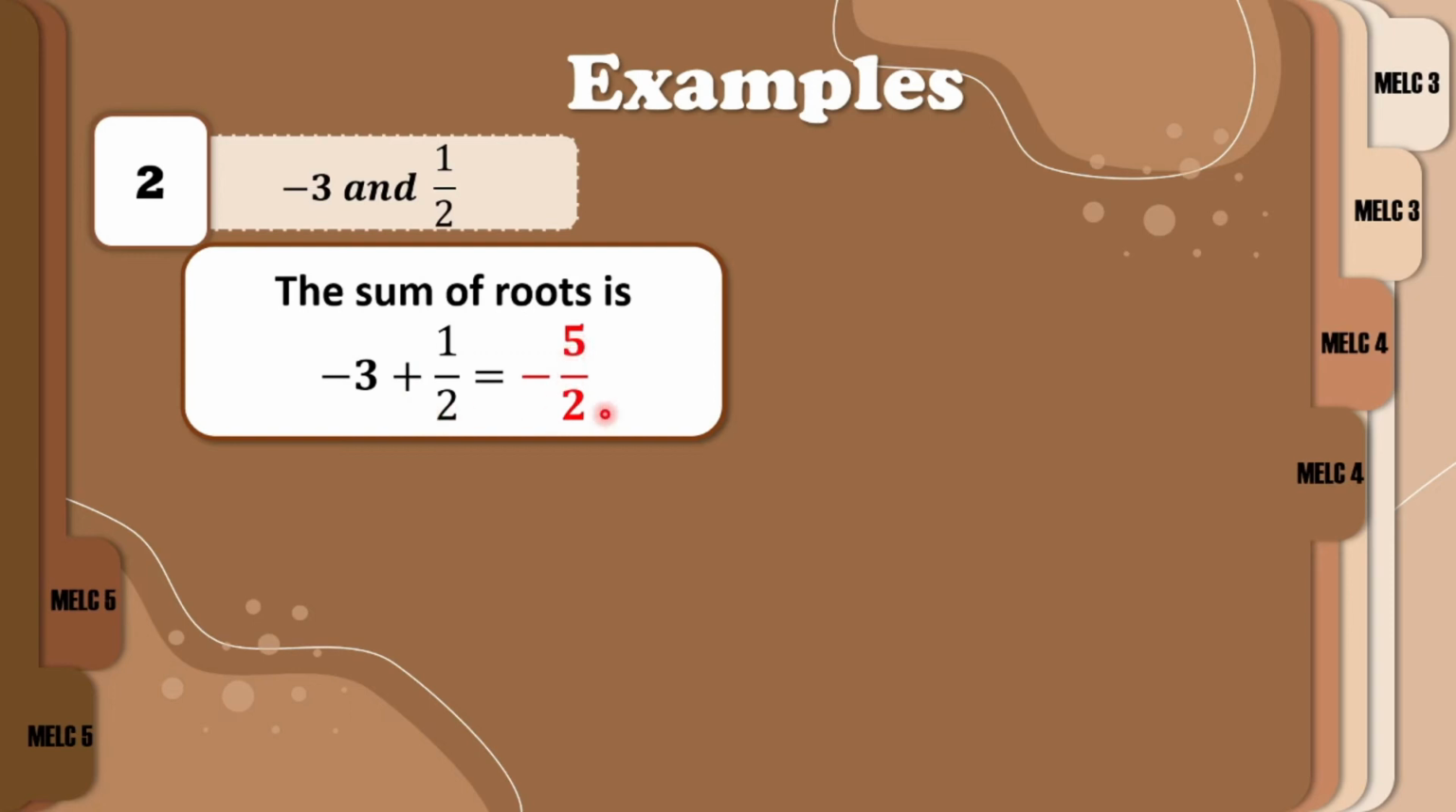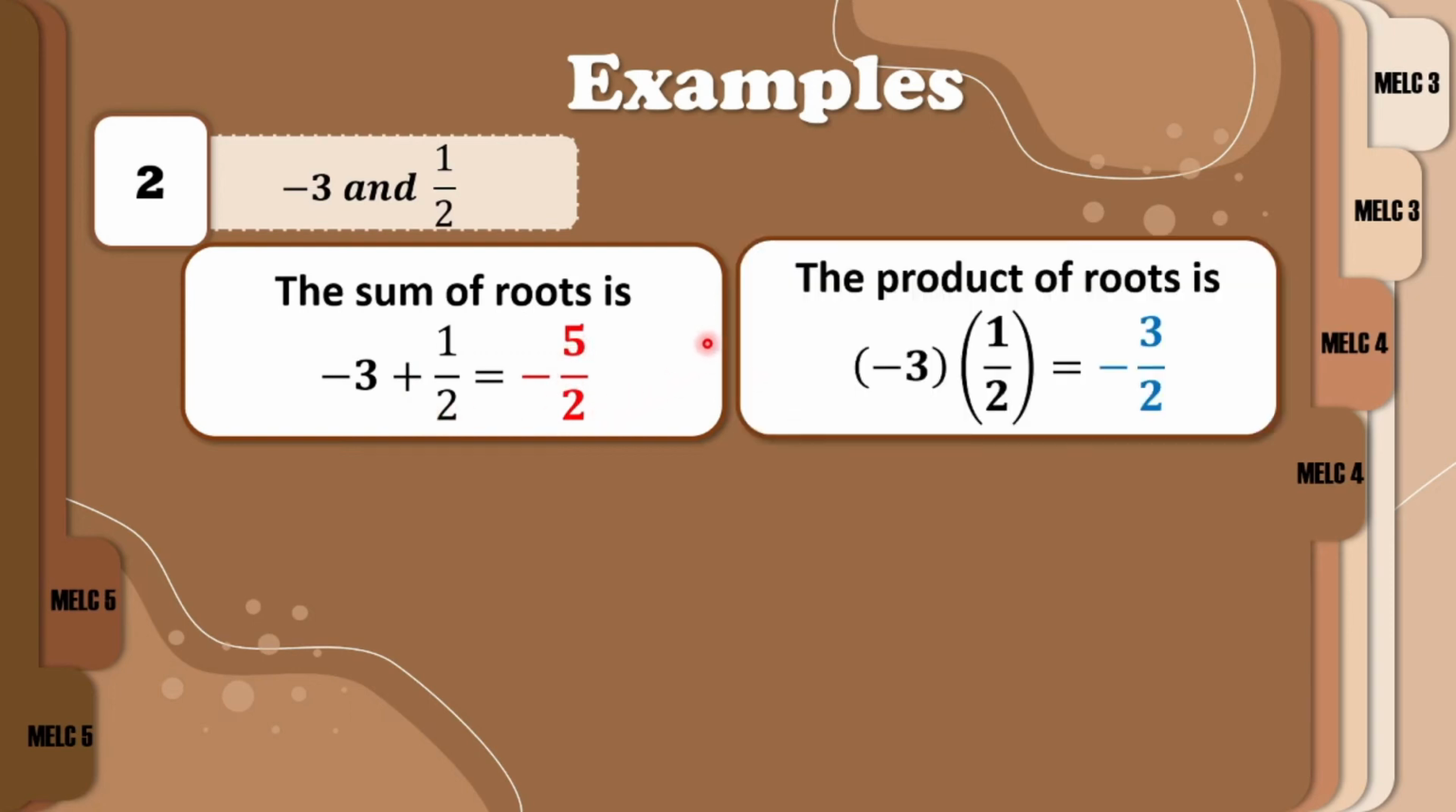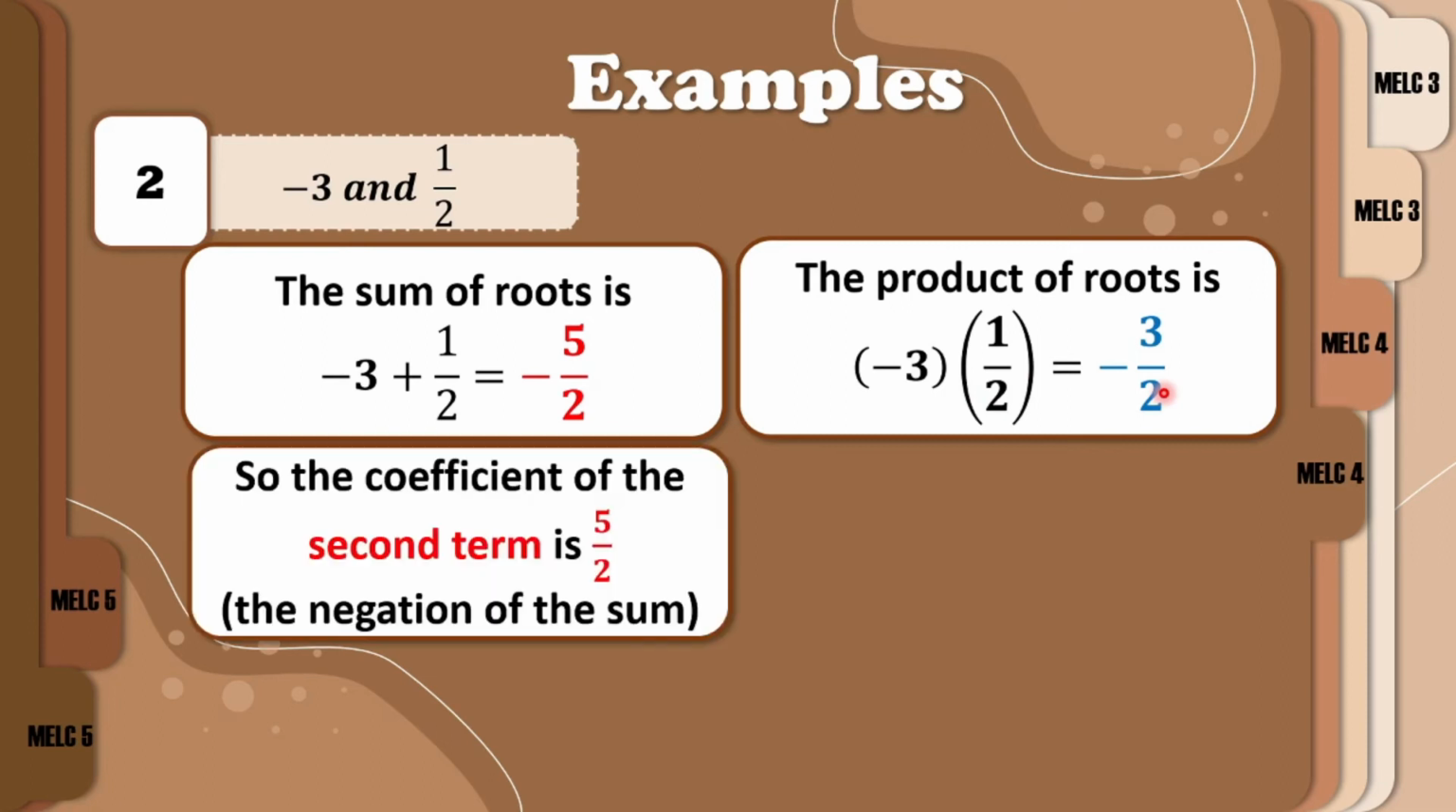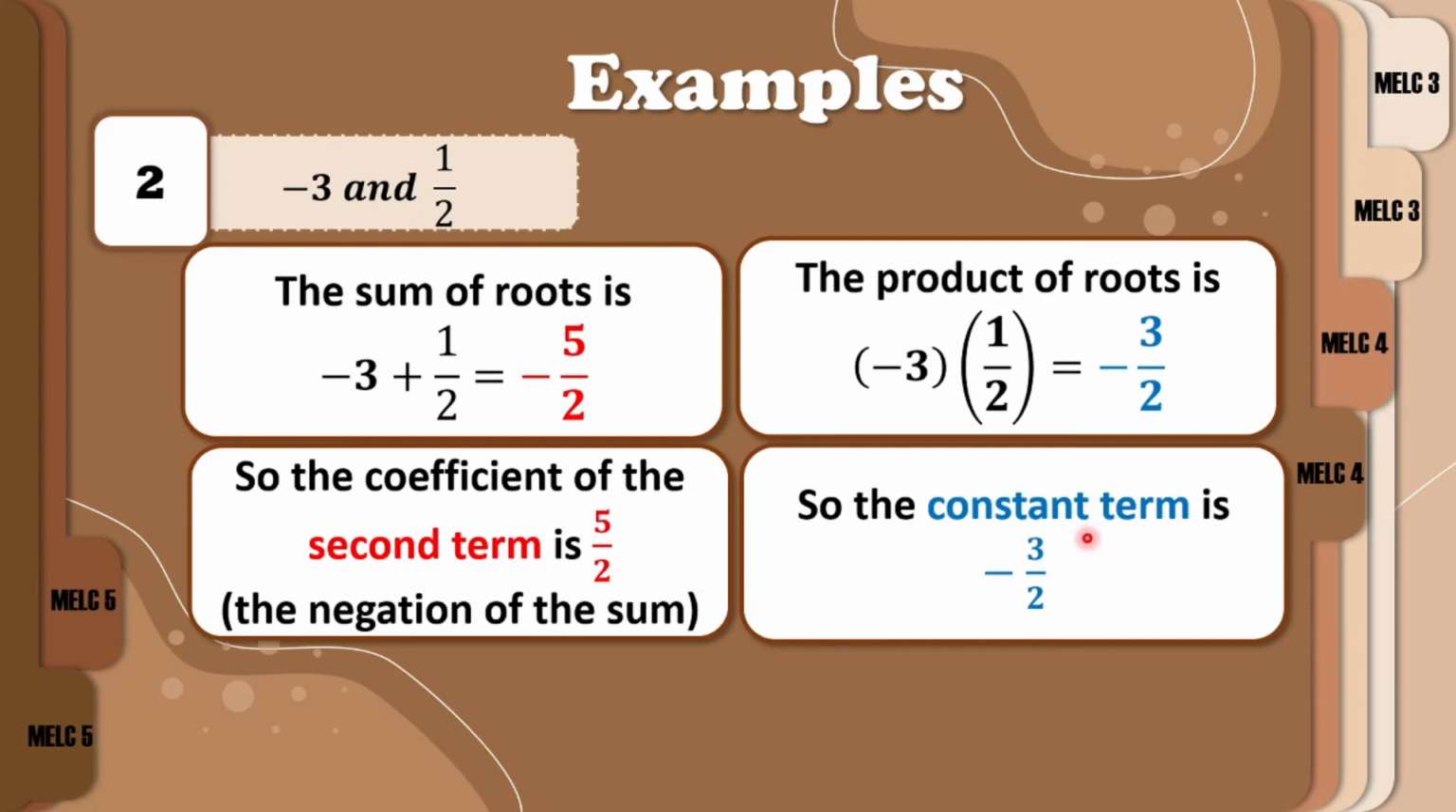So copy the denominator. Next, for this product of roots, we have negative 3 times 1/2. Kapag product naman, we have to multiply the whole number to the numerator. So negative 3 times 1, that is negative 3. Then copy the denominator. Ganun lang siya. So the coefficient of the second term, syempre kabaliktaran ng ating sum of roots, which is negative 5 over 2, that is positive 5 over 2. Then, the product of root or the constant of term, that is negative 3 over 2.